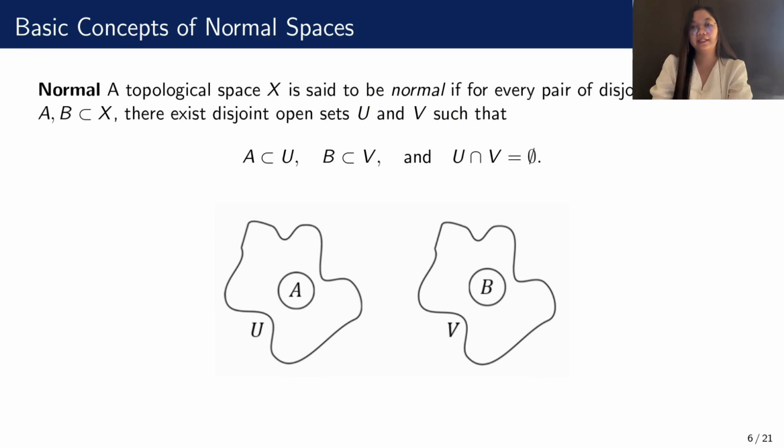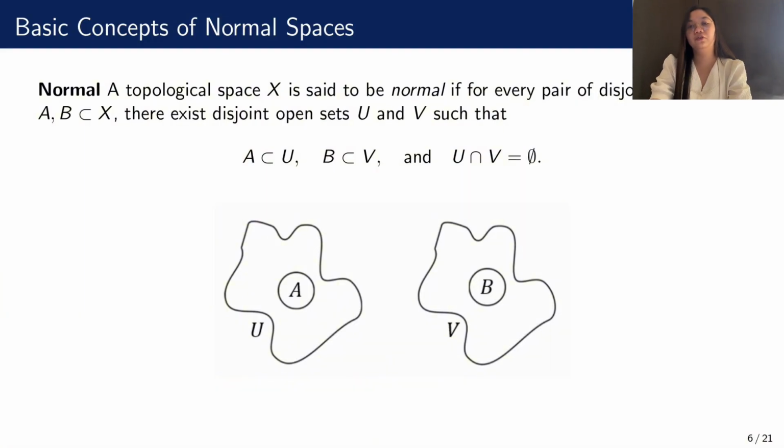So A has an open neighborhood U and B has an open neighborhood V, wherein the closed sets are disjoint as well as their neighborhoods are disjoint. So we see the difference between Hausdorff, regular, and normal.